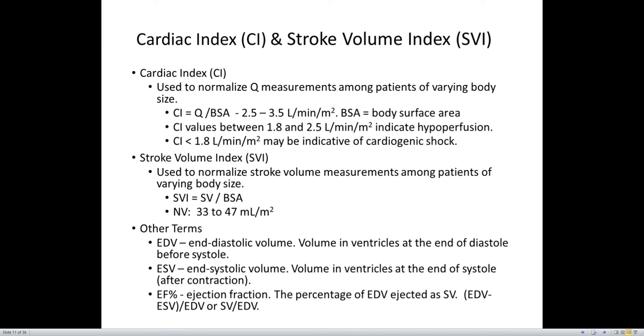Ejection fraction, often referred to as EF%, is the percentage of EDV ejected as stroke volume. So the calculation for it would be EDV minus ESV divided by EDV, or simply stroke volume, SV, divided by EDV.